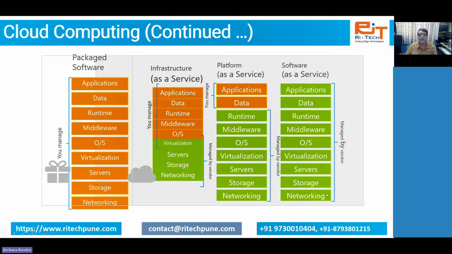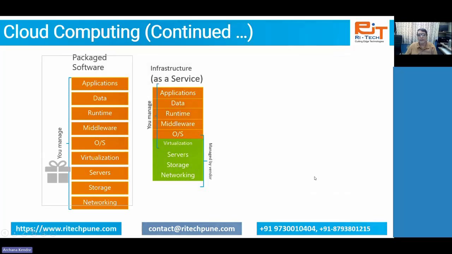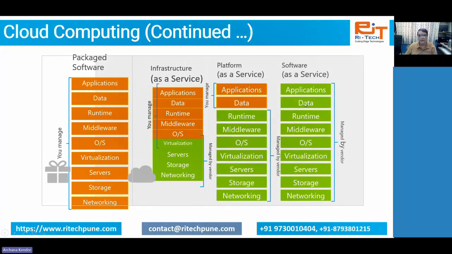In software as a service, everything will be managed by the cloud provider. Everything will be managed by the vendor who provides the software as a service. So the cloud provider will manage the networking, storage, servers, virtualization, OS, middleware, runtime, data. And these are the major components. Besides this, you'll find many minor components in this particular list. So everything will be managed by the cloud provider.